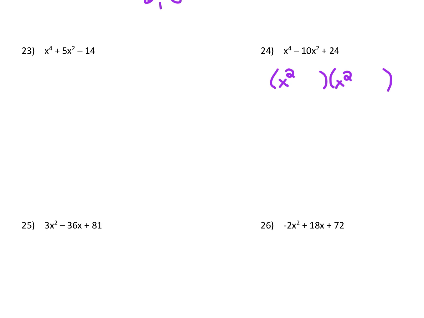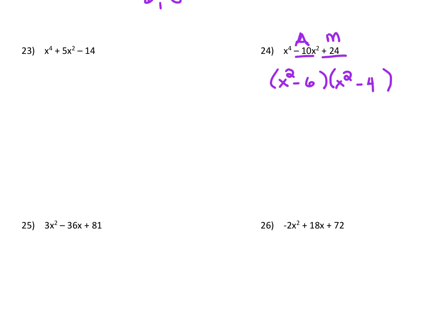Okay, so now we're going to come up with two numbers that multiply to positive 24 and add to negative 10. So if you want to use your calculator and do trial and error, you can. But I think a lot of us will probably see that if it's going to multiply to positive 24 and add to negative 10, it's going to be negative 6 and negative 4. Okay, these two numbers multiply to 24 and add to negative 10.